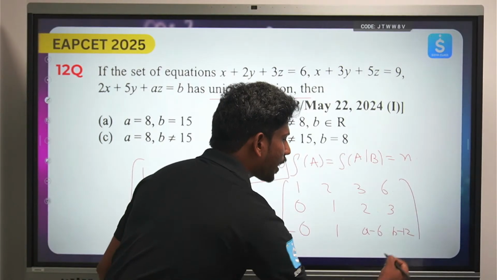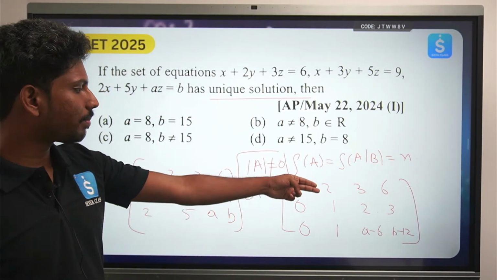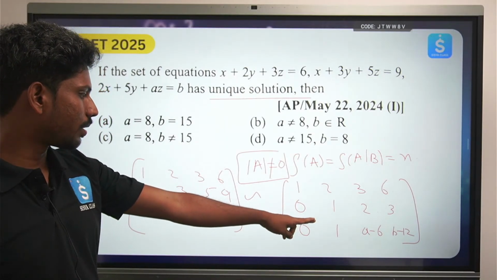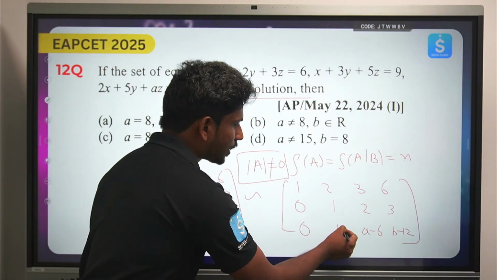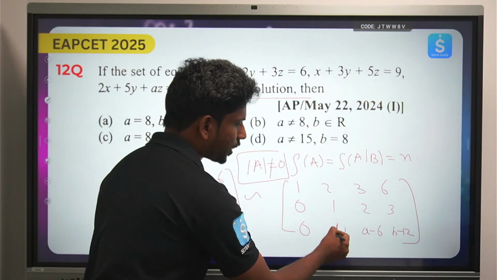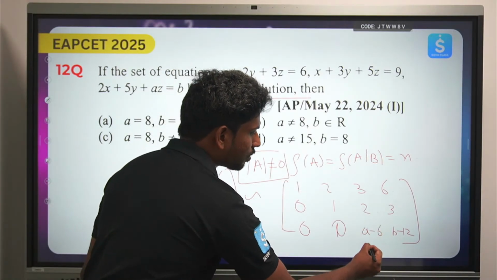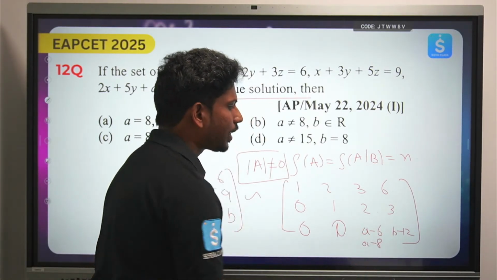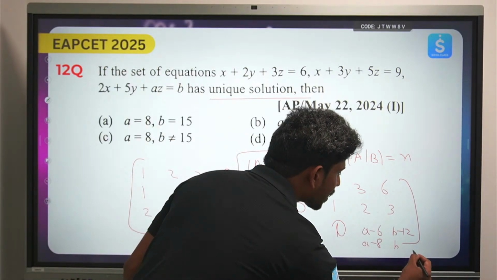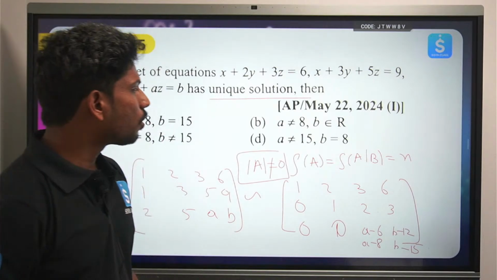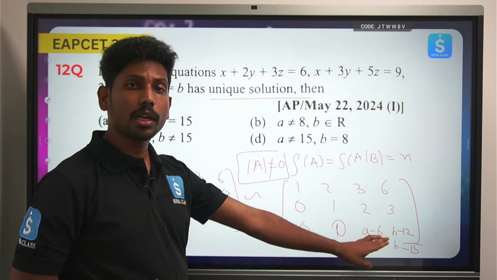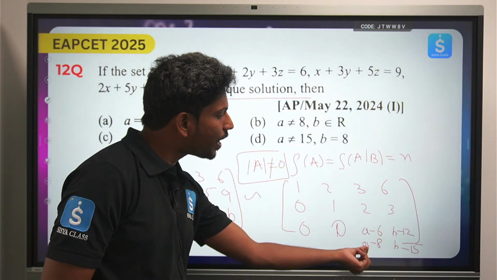Now again take R3 gives R3 minus R2, so this will become 1 minus 1, this will become 0, okay. So just take R3 gives R3 minus R2, so this will become 0, this will become 0, a minus 6 minus 2, this will become a minus 8, and now b minus 12 minus 3, b minus 15. So only when I have a value not equal to 8.